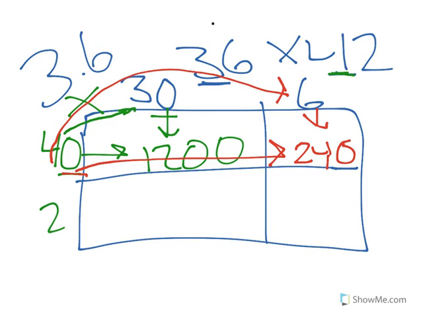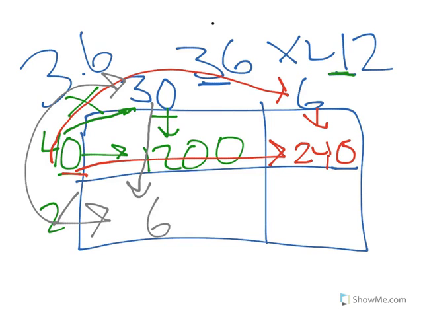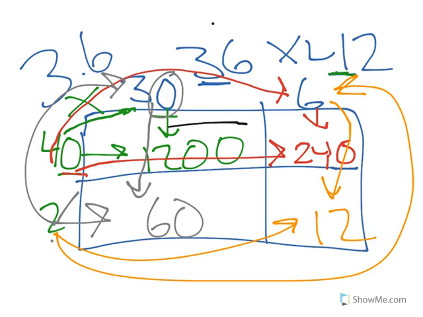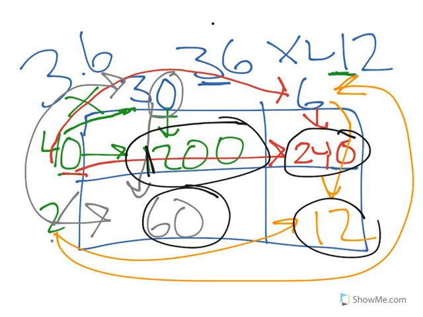So 240. Then we go to this 2 times 30. This comes down here, this goes here. So 3 times 2 is 6. I have to add this 0. Then I do 2 times 6, and this goes here and here. 2 times 6 is 12. So I've got 1,200, 240, 60, and 12.